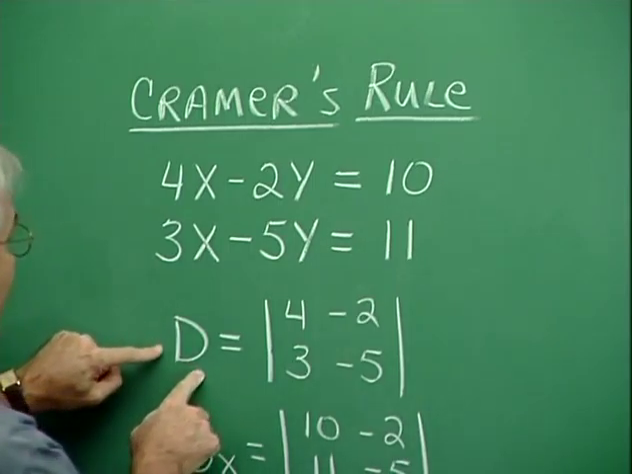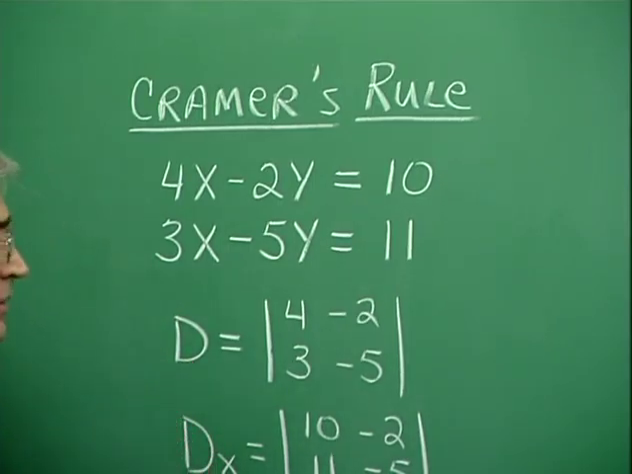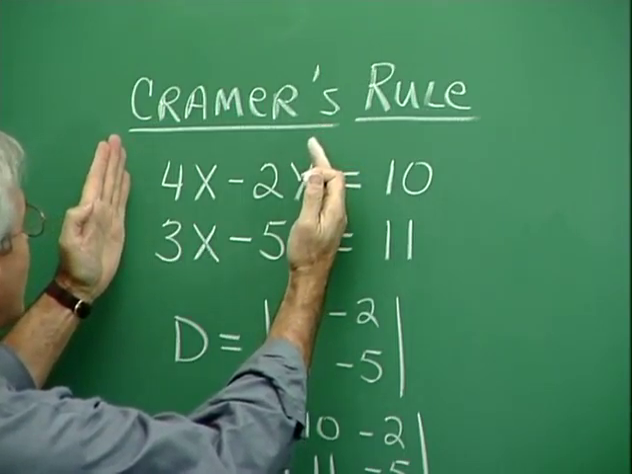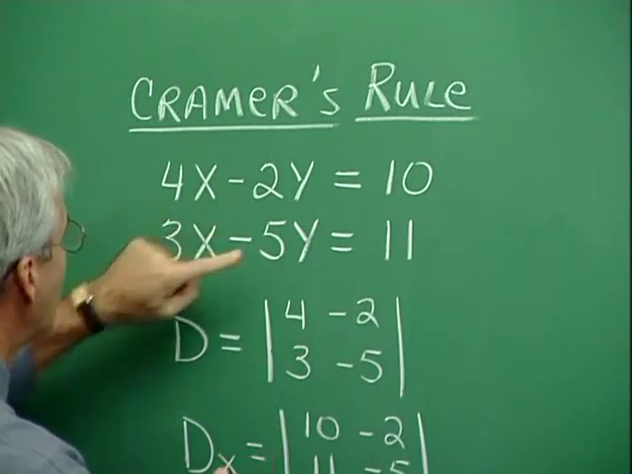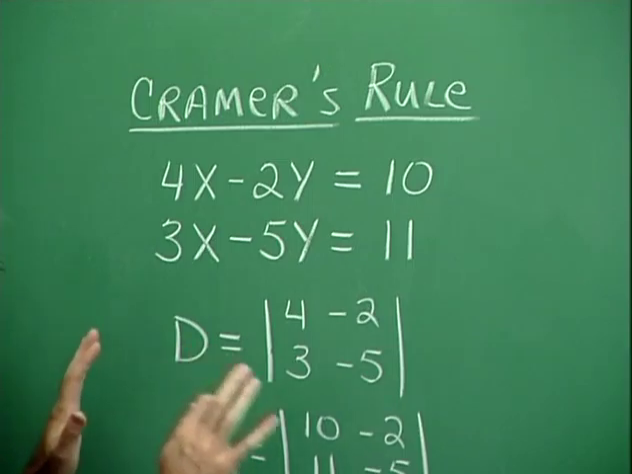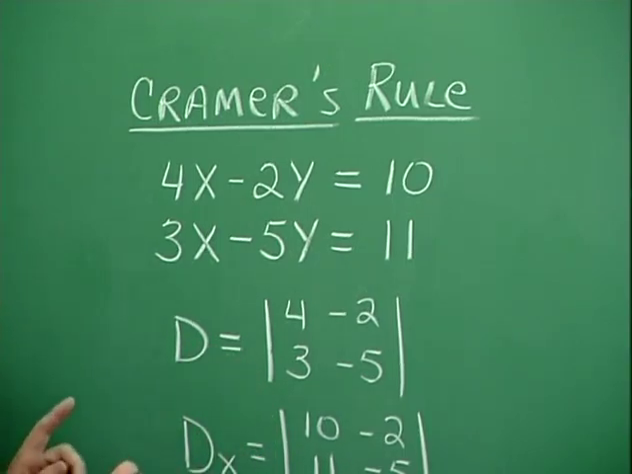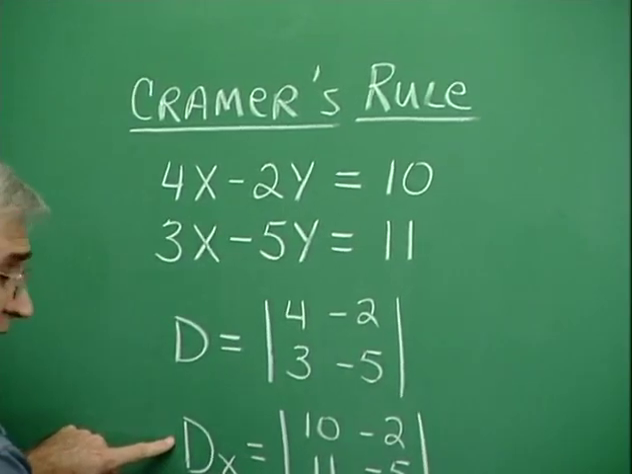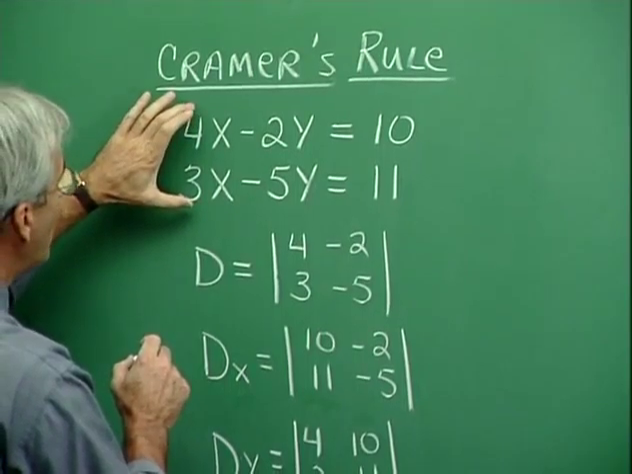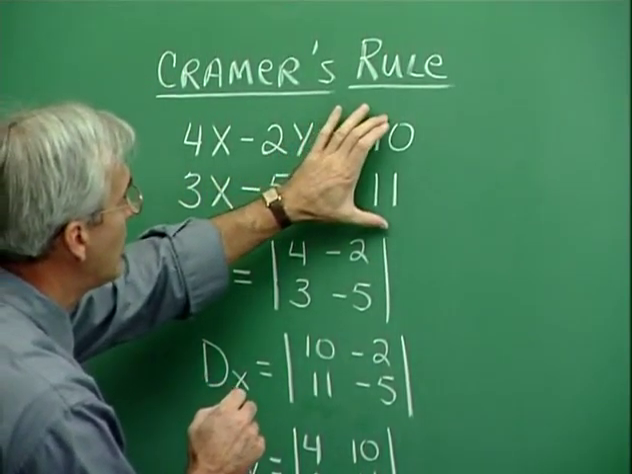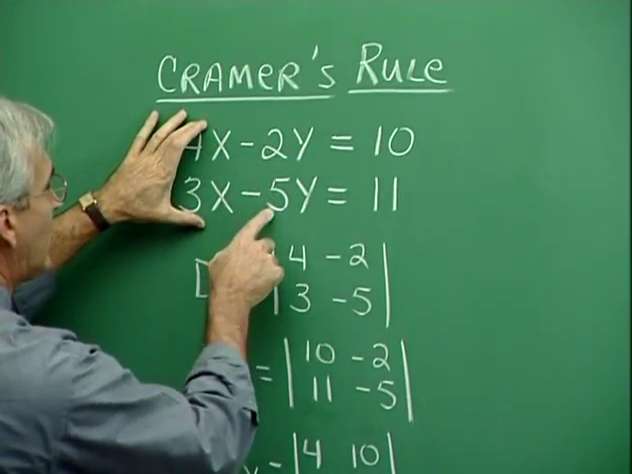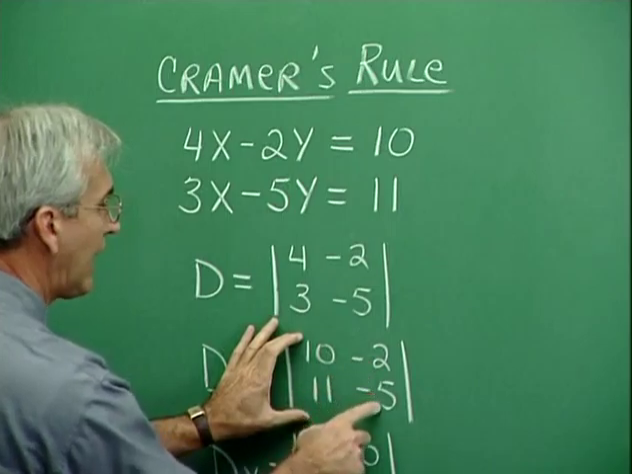Well, let's define D as the determinant of the coefficient matrix. Now, the coefficient matrix is a matrix composed of the coefficients. It would be the matrix of 4, 3, negative 2, negative 5. So D is the determinant of that coefficient matrix. Now, a couple of other determinants are necessary here. We'll define D subscript x as the determinant of a matrix that is formed by taking the coefficients of x and replacing them with the constants. Imagine the 10, 11 being in these positions, and then negative 2, negative 5. So 10, 11, negative 2, negative 5.